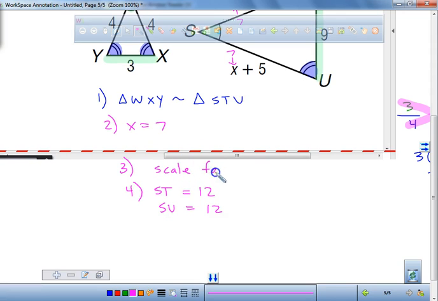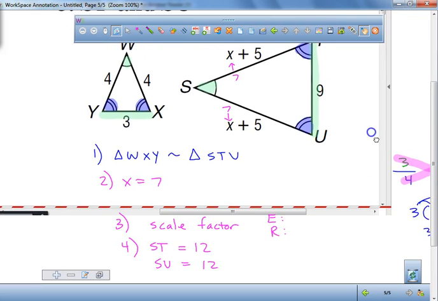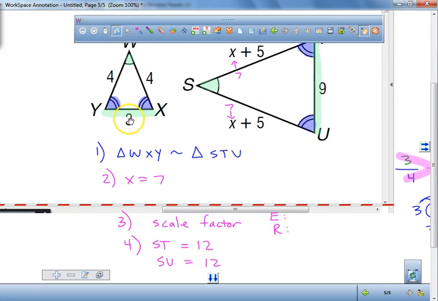And the last thing I have to find is my scale factor. So right now, I'm going to let you guys write E for enlargement and R for reduction. E for enlargement, R for reduction. If you write those on your paper, I will know what you're talking about. Now, if it's an enlargement, we went from a 3 to a 9. So what would be the scale factor for the enlargement? 3, because 3 times 3 is 9. So right here for the enlargement, you're going to write a scale factor of 3.